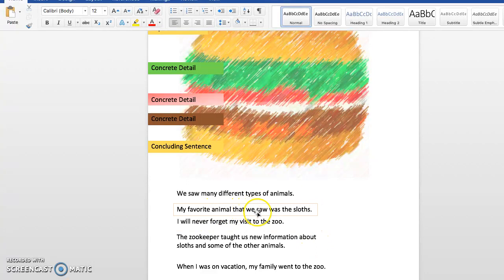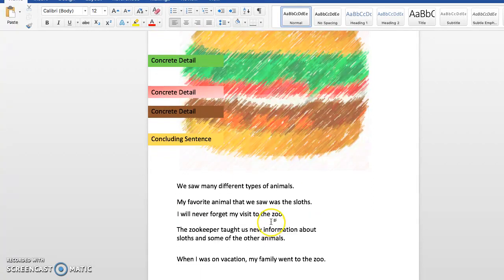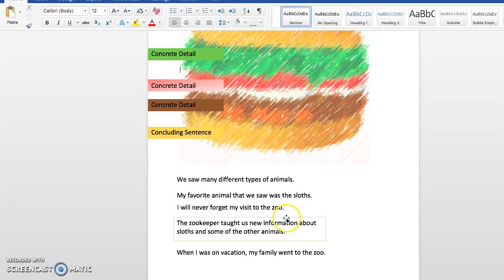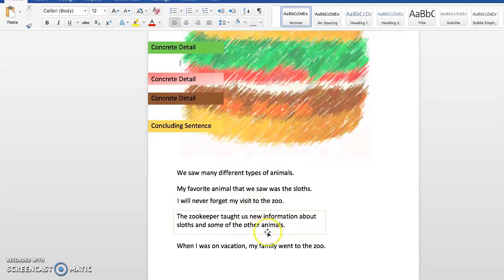My favorite animal that we saw was the sloths. Well, okay, I could see that, but where did you see them? Like, there's no background information for that. I will never forget my visit to the zoo. Okay, well, it's a little more generalized, which is good, but it's really not introducing anything. The zookeeper taught us new information about the sloths and some of the other animals. Well, this kind of goes along with the favorite animal statement.